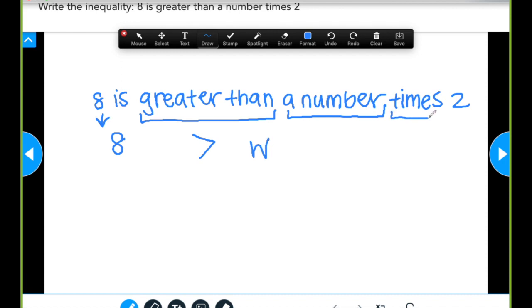And then it says w times 2. So times, I know that's the operation for multiplication, so I'm going to multiply by 2. So my expression would be 8 greater than w times 2. Or you can also write it as 8 greater than 2w. Either one works. Okay.